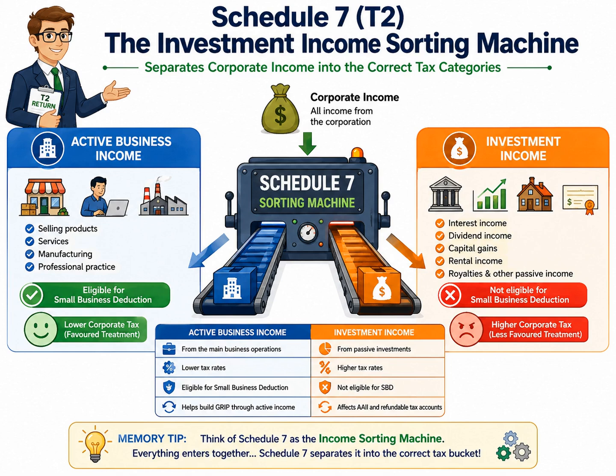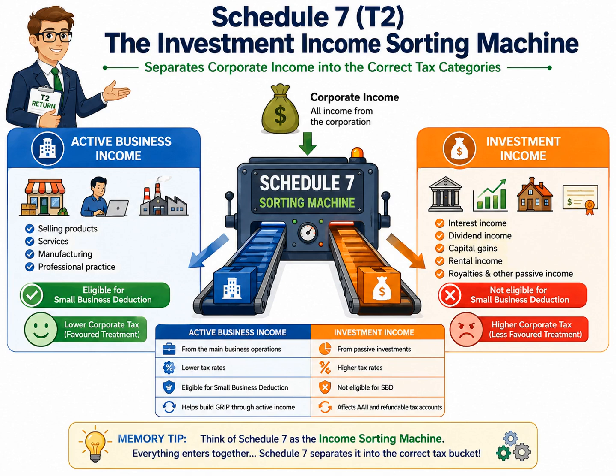Every dollar the corporation earns flows into Schedule 7. From there, it is separated into two different buckets. The first bucket is active business income. This is income earned from the corporation's primary business activities, such as selling products, providing services, manufacturing goods, or operating a professional practice. If the corporation qualifies as a Canadian-controlled private corporation, this income may be eligible for the small business deduction, resulting in a lower corporate tax rate.